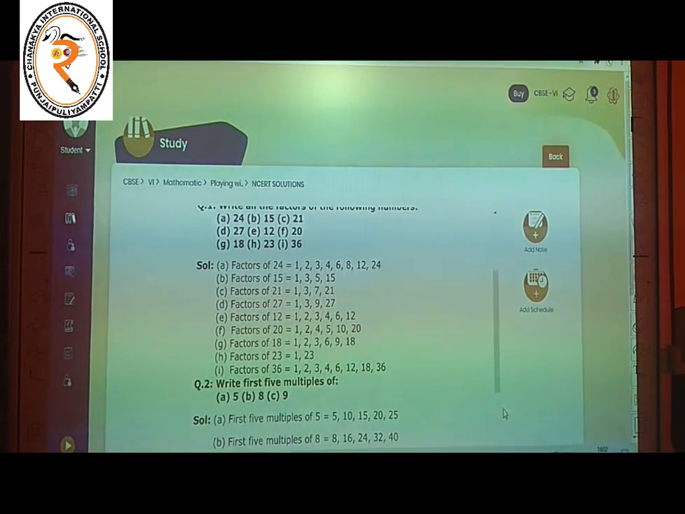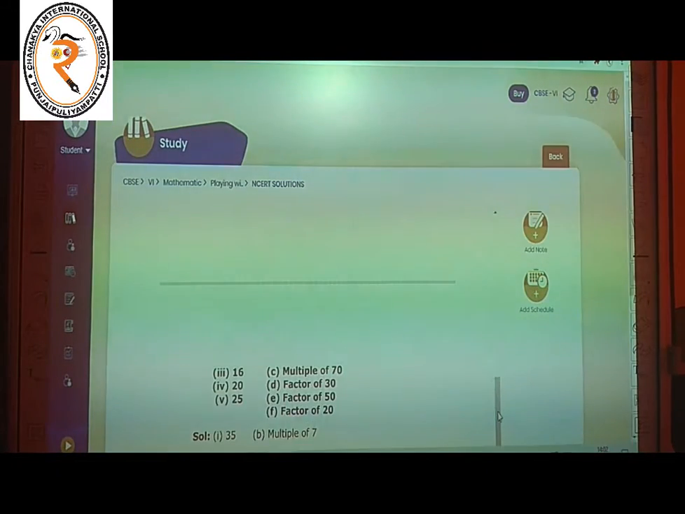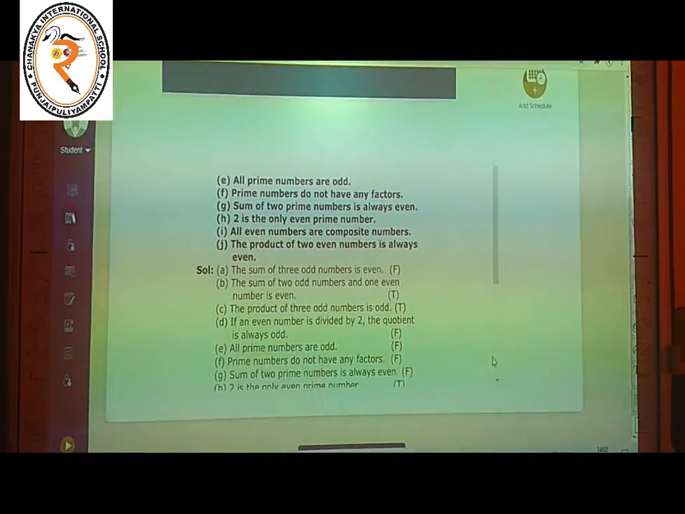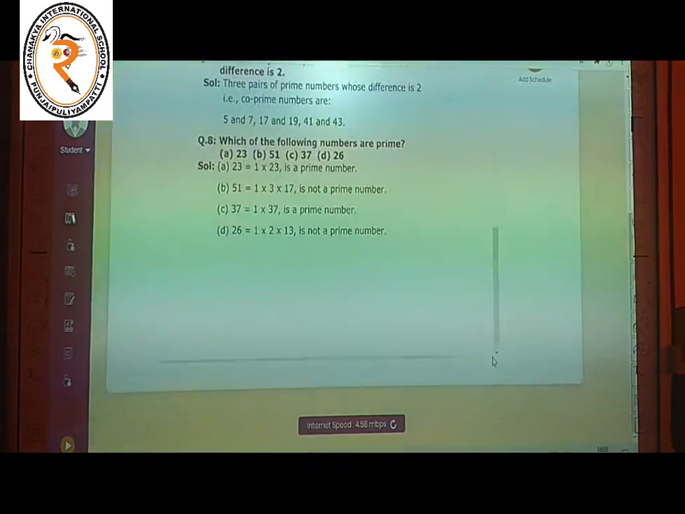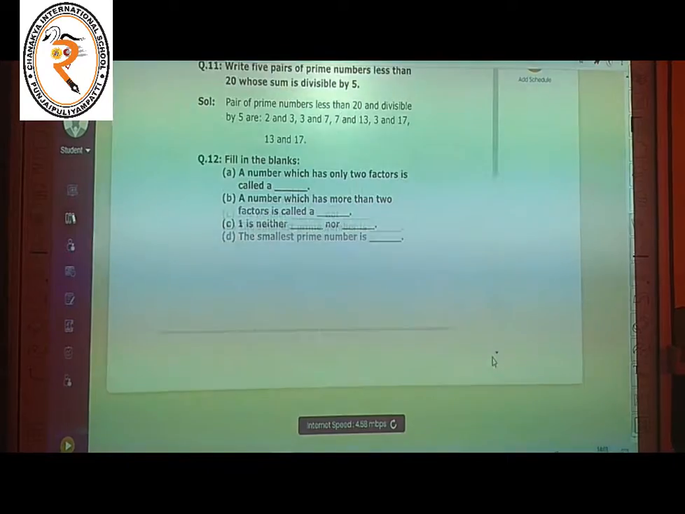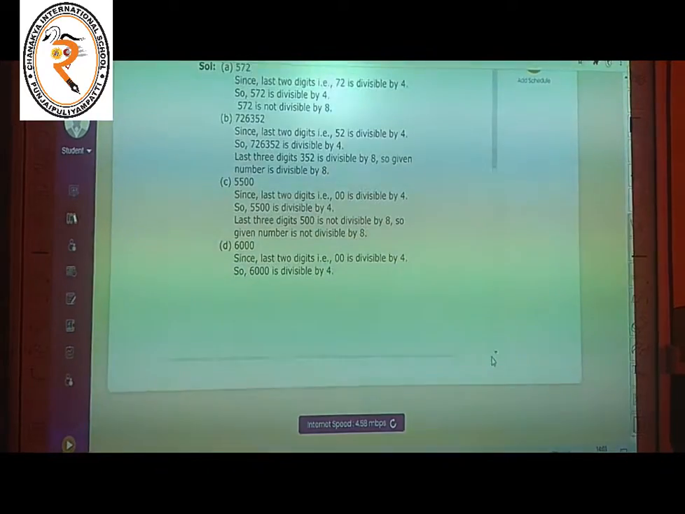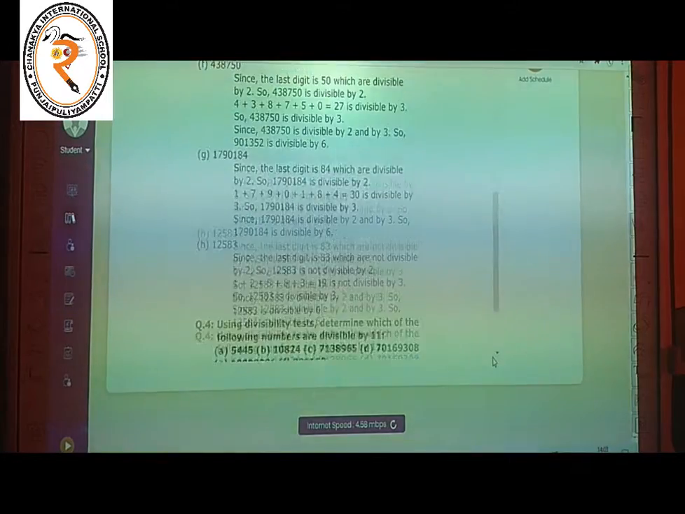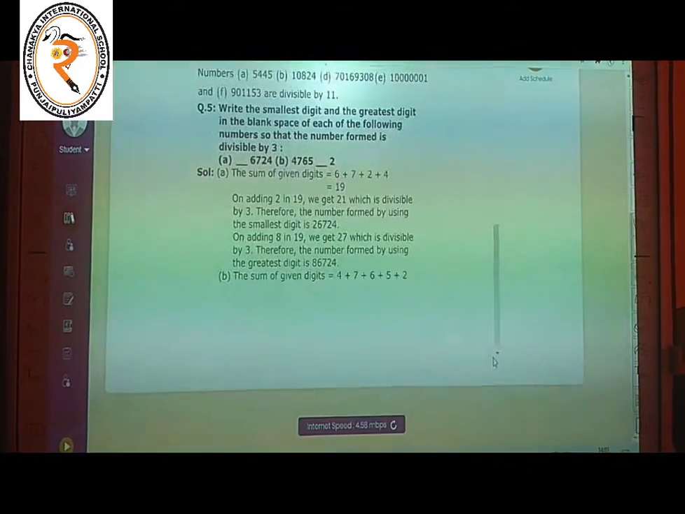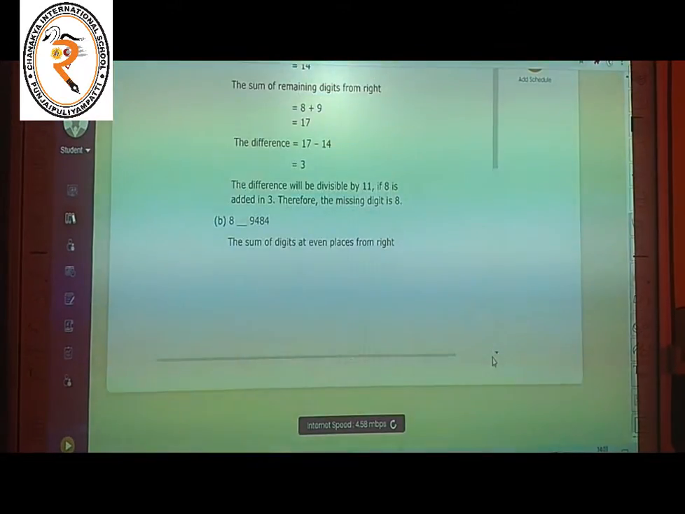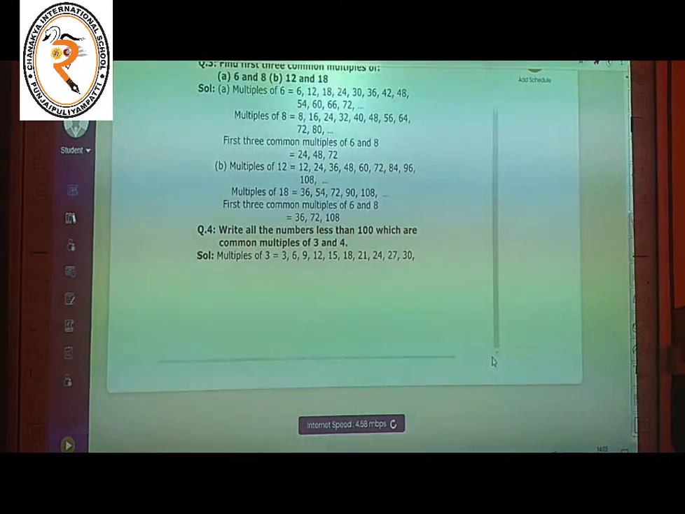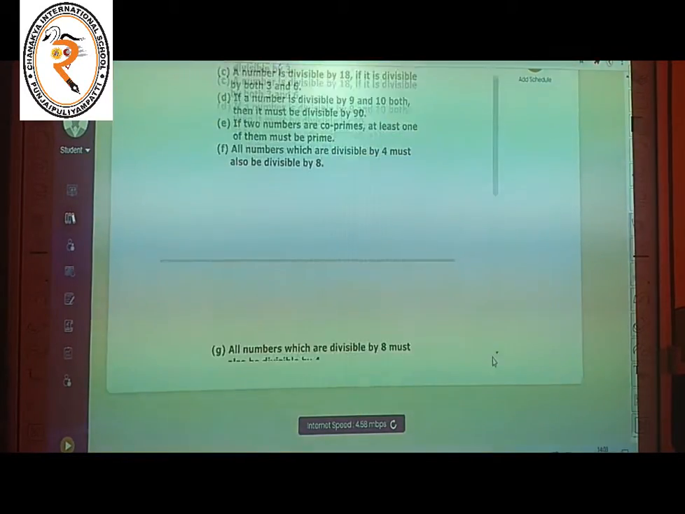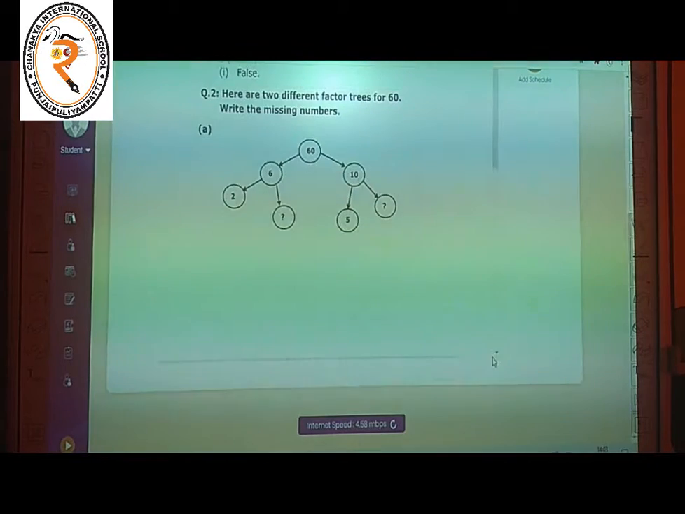Exercise 3.5. Prime factorization method. The first one is the prime tree method, then the second one is the division method. The first question is question number 2.